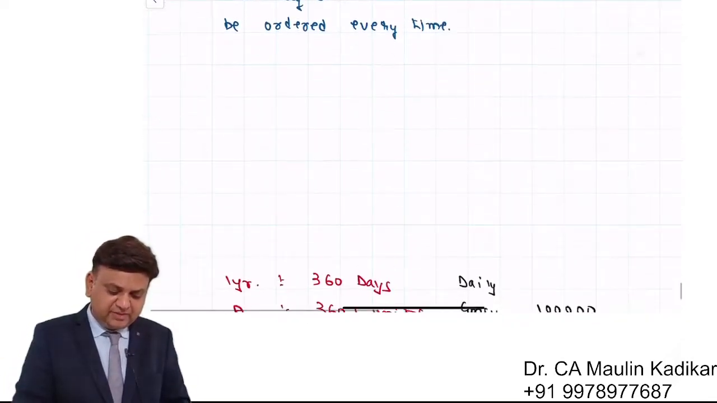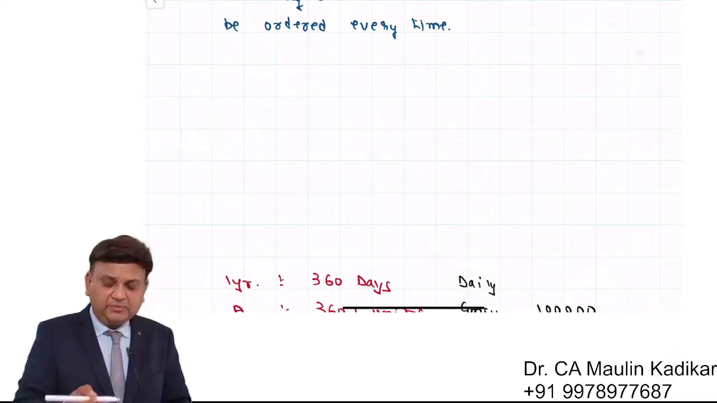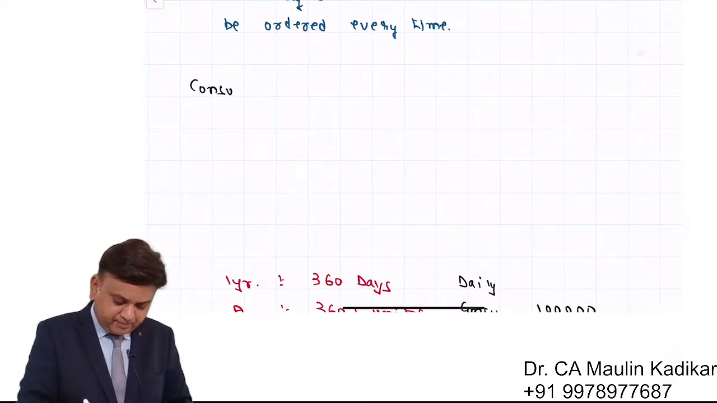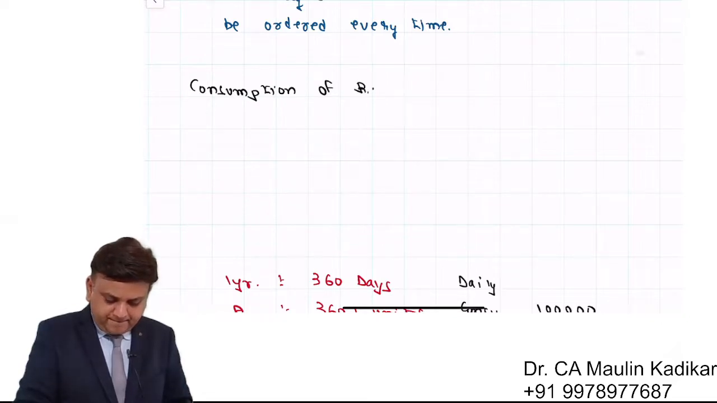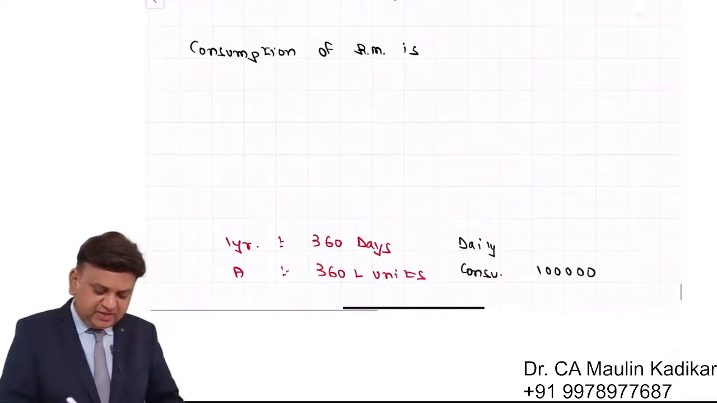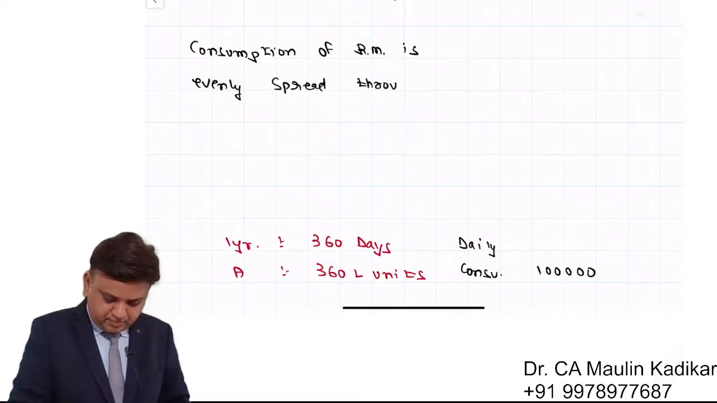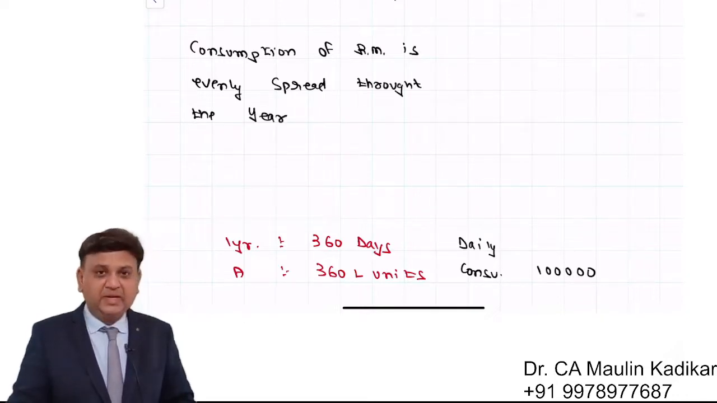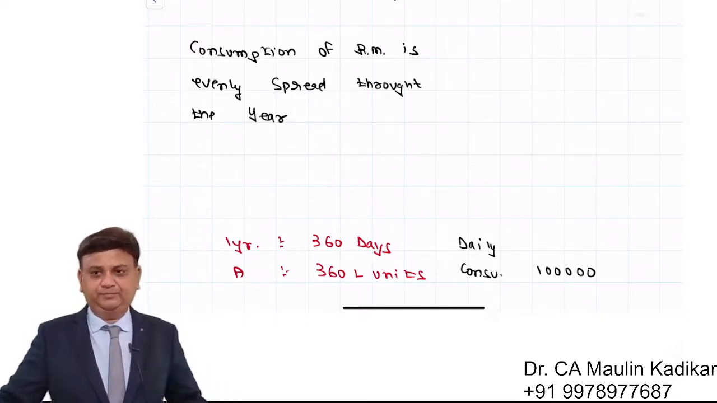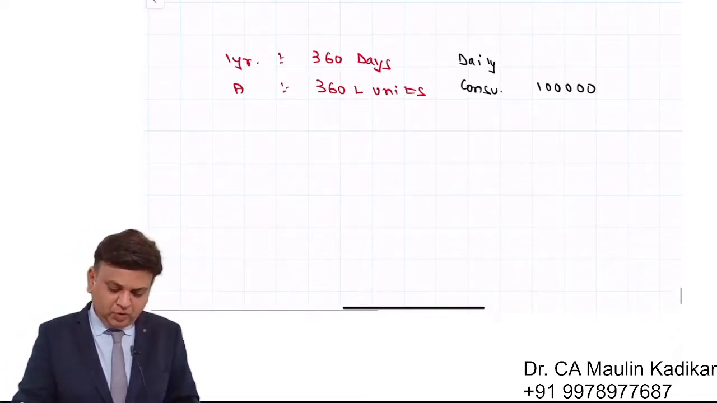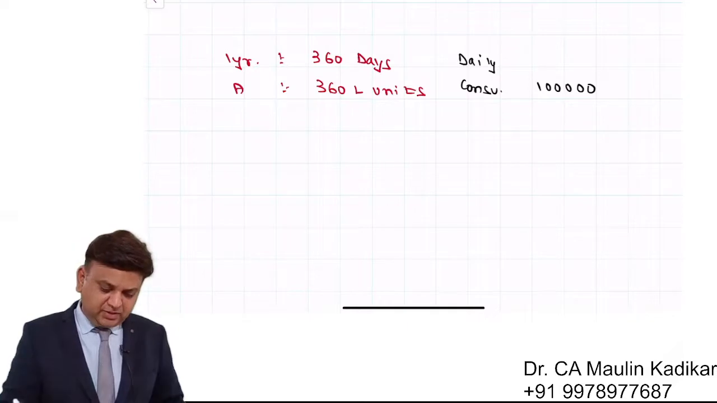So the EOQ concept has an assumption that consumption of raw material is evenly spread throughout the year. That is the kind of assumption which has been made. Okay. Everybody please pay attention further.